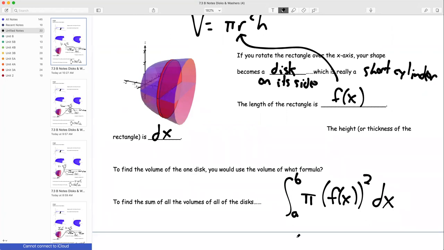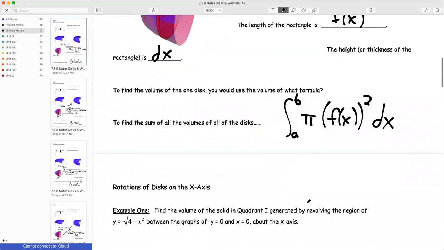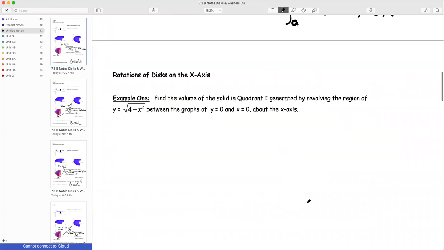Okay. The whole thing? Is that what you're talking about? Yes. So let's take a look at that. Rotations of disk on the x-axis. Example 1, find the volume of the solid in quadrant 1, generated by revolving the region of y is equal to the square root of 4 minus x squared between the graphs of y is equal to 0 and x is equal to 0 about the x-axis.